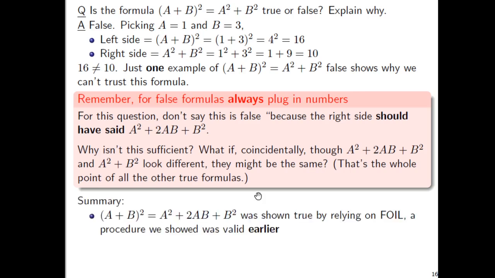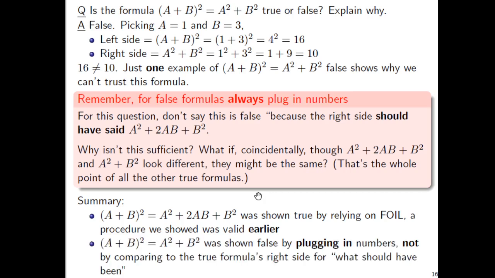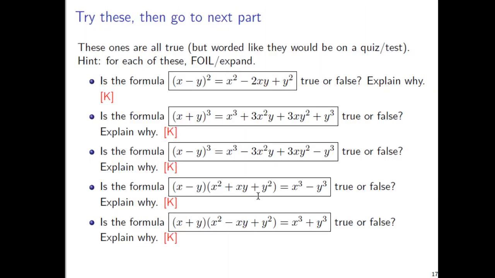So in summary, (a plus b) quantity squared equals a squared plus 2ab plus b squared was shown true by relying on FOIL, which is a procedure that we showed was valid earlier, while (a plus b) quantity squared equals a squared plus b squared was shown false by plugging in numbers, not by comparing this to the true formula's right side for what should have been.